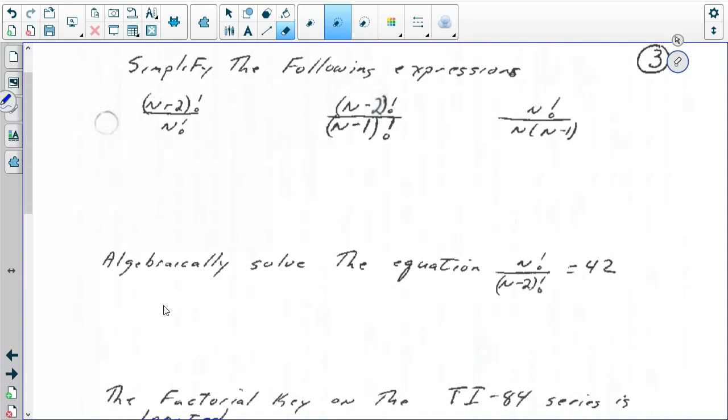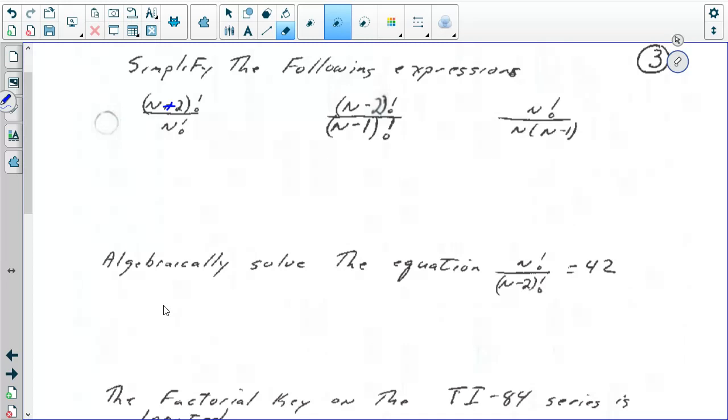This is where we're going to start to get into some of the more complex ones. When you have these and you want to reduce it down, we want to get rid of that factorial notation. We can't really work with the factorial. We don't have a way to solve if there's still a factorial around.